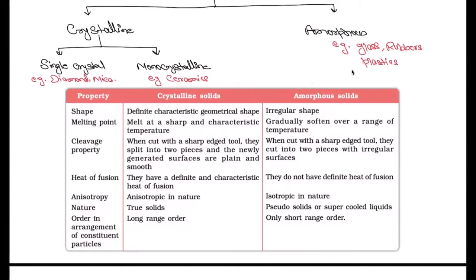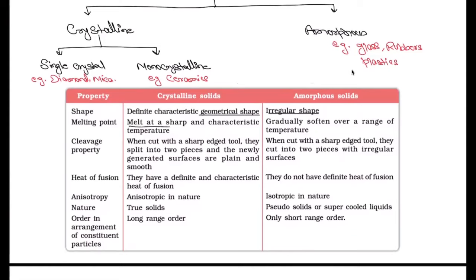So crystalline solids have a definite geometrical shape. Amorphous solids have an irregular shape. You can see that, for example, diamond has a specific shape, right? Sodium chloride has a specific shape, right? Glass, rubber, plastic do not have a specific shape, right?